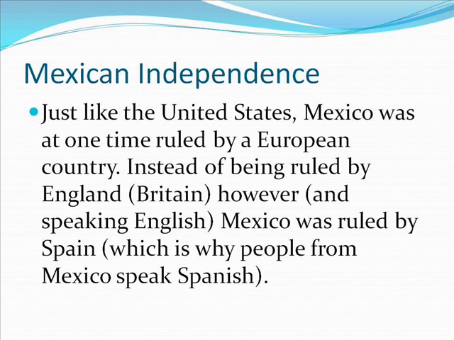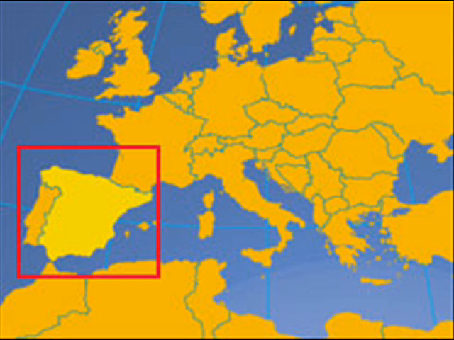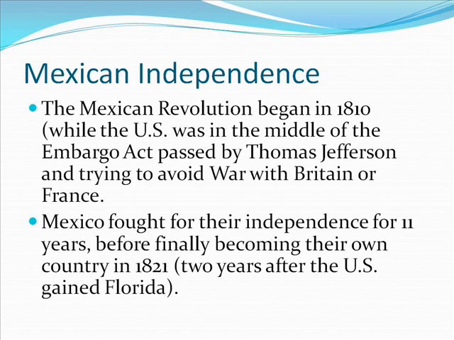Now, just like the United States, Mexico was at one time ruled by a European country. However, instead of being ruled by England or Great Britain, and speaking English like the United States does, Mexico was ruled by Spain, which is why people from Mexico speak Spanish. They don't speak Mexican. Mexican isn't actually a language. They speak Spanish, because at one time they were ruled by Spain.